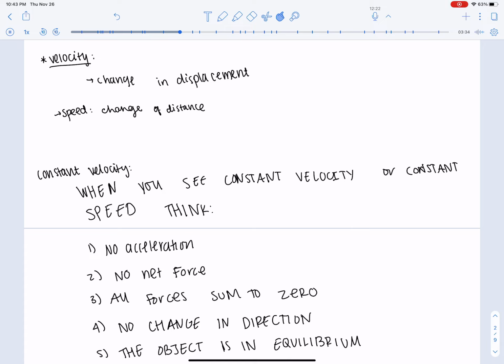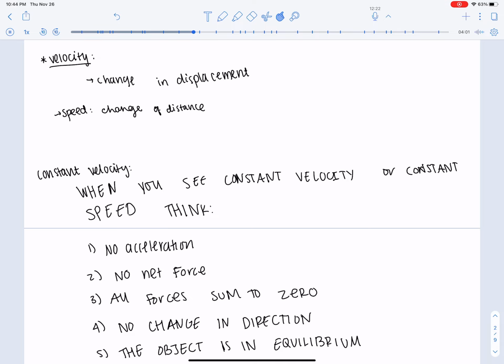Then it talks about constant velocity, and it says that it's literally the most frequently tested MCAT principle, which is that when you see constant velocity or constant speed, think that 1, no acceleration, 2, no net force, 3, all forces sum to 0, 4, no change in direction, and 5, the object is in equilibrium.